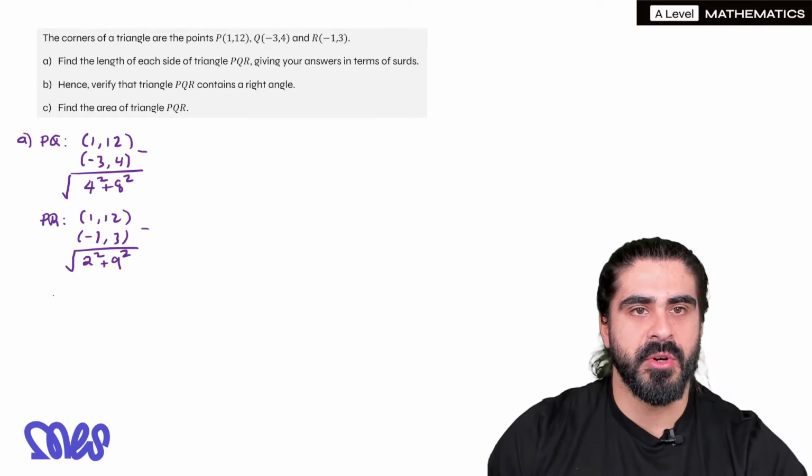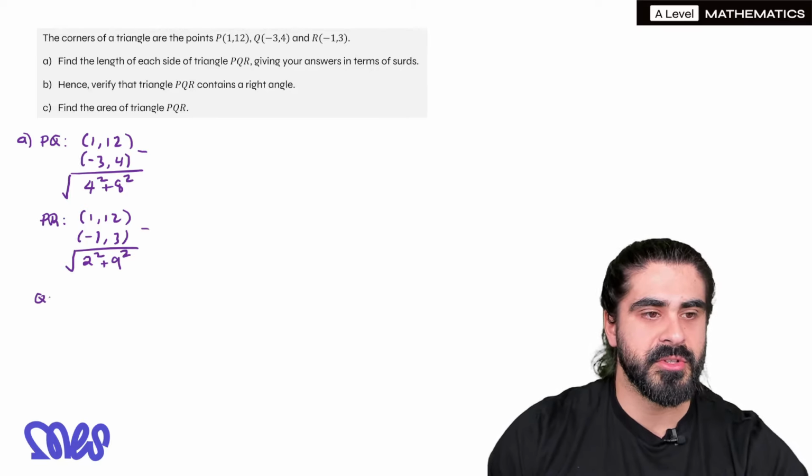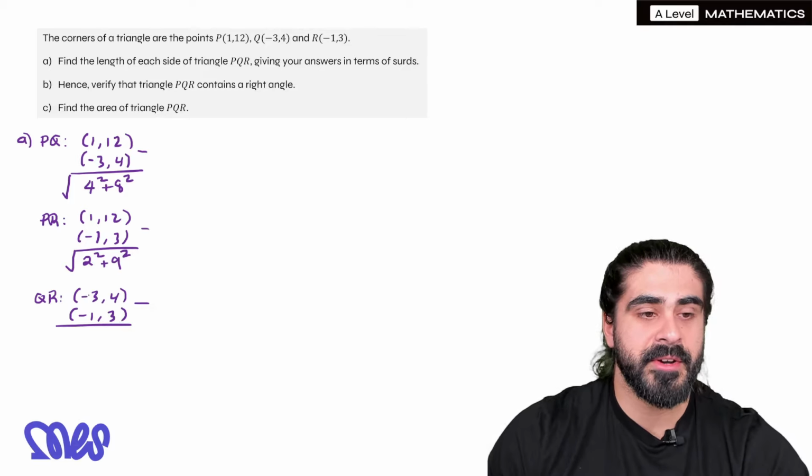Last one we need to do is QR. Now both of them have one negative, so I'm just going to write Q on top then. So QR will be (-3, 4) and (-1, 3). Remember, it doesn't matter which one you choose to put on top. Because you're squaring it, it really doesn't make a difference. So minus 3 minus minus 1 becomes minus 3 plus 1, which is minus 2. 4 minus 3 is 1. So we're squaring them, adding them, and then rooting them.